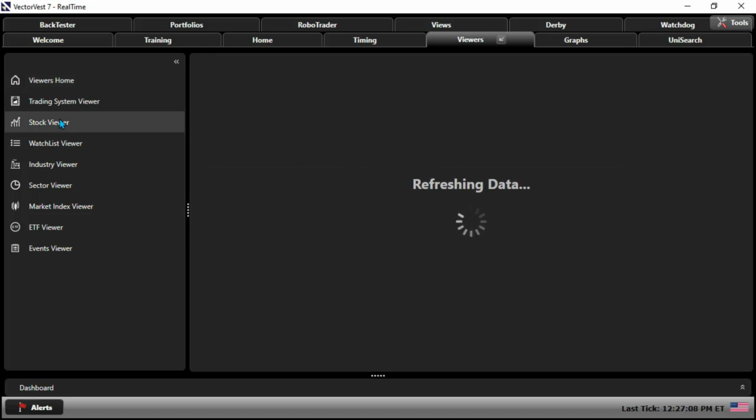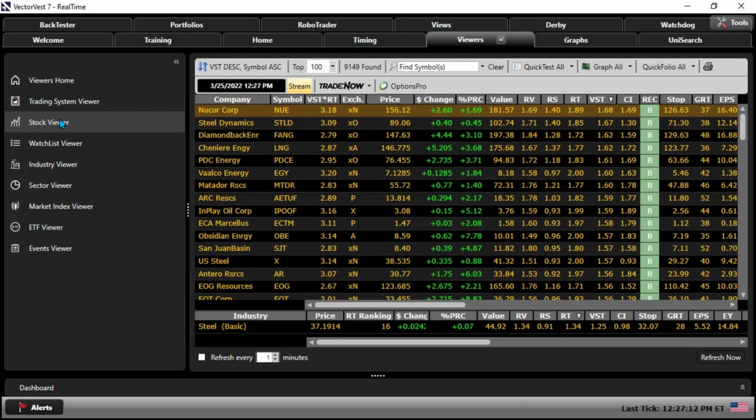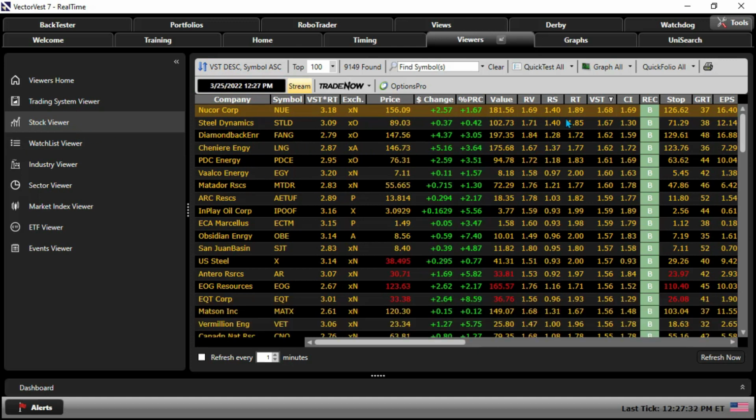So if you want to find stocks to buy from the Stock Viewer, this is an enormous spreadsheet of all of the stocks that we track, which is currently 9,149. We're looking at the top 100 stocks sorted by our master indicator, VST, which stands for Value, Safety, and Timing. So if you're looking for stocks that have the best combination of all three, this is a great place to start to find stocks to get in.